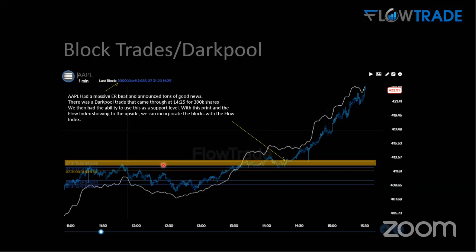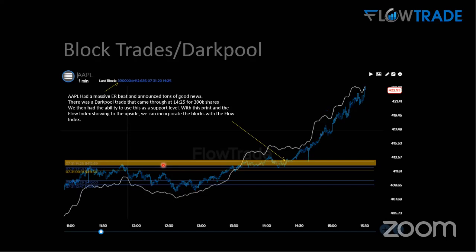So this was Apple. This was the day, I believe, the day after their ER, or maybe 2 days later. Apple had that massive ER beat, and they announced all that good news, like their splits and all that. Which, I mean, obviously that's a company in growth. That's a good thing. So why wouldn't it run up? So there was a dark pool trade that came through at 14:25, 2:25 for those who don't use military time. 300,000 shares. That's a lot for that price at 412.